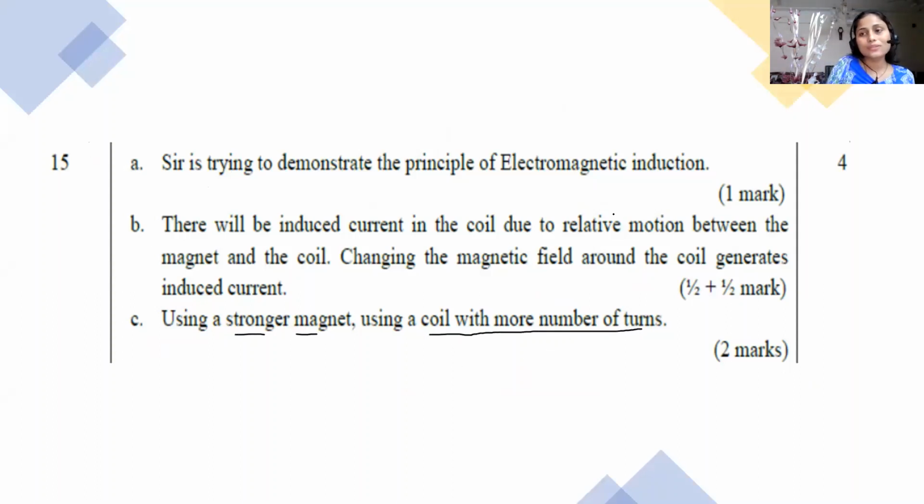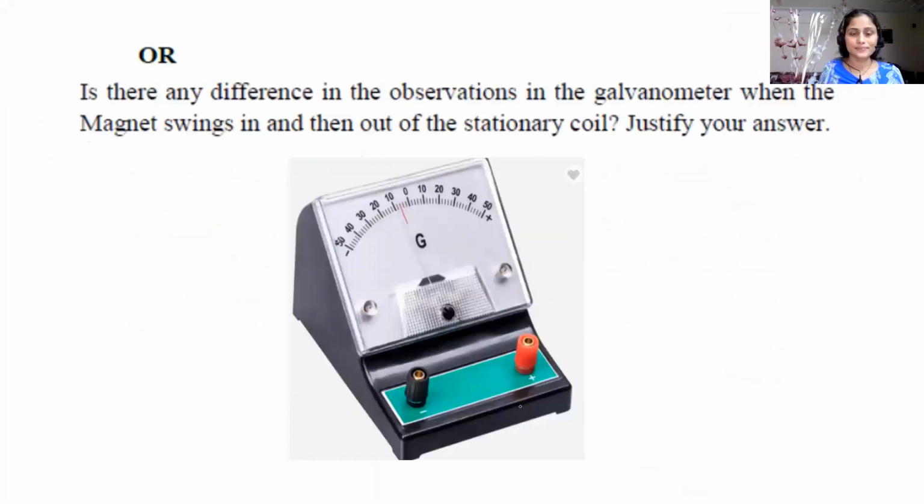So this is how the marks were segregated in this question. For a total 4 marks question, 1 mark for electromagnetic induction, 1 mark for the second part, and 2 marks for how you can do that. Okay, the OR part: either the above or this one. Don't try to attempt both the parts, okay?